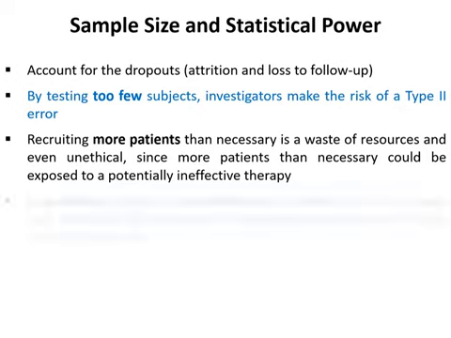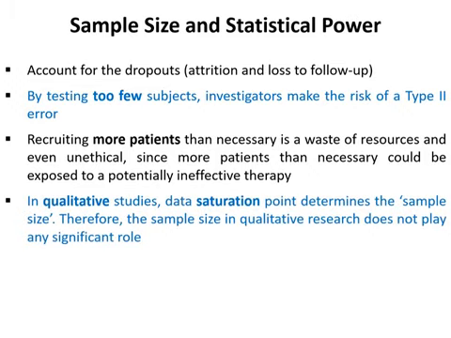In the case of qualitative studies, when you don't have numbers, just information or description, you don't have to calculate a sample size, but you need to reach a level which is called the saturation point. At this saturation point, there will be no additional information that you can get from extra patients. Therefore, when you just get repeating information from the additional patients, you can stop and do your analysis.